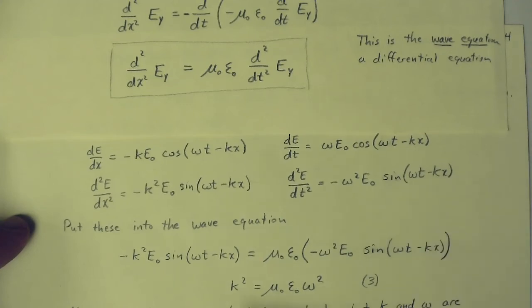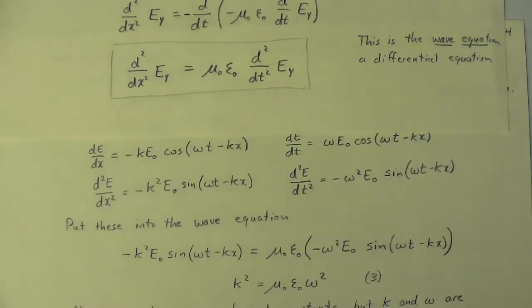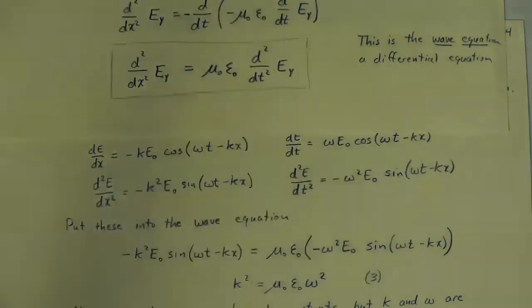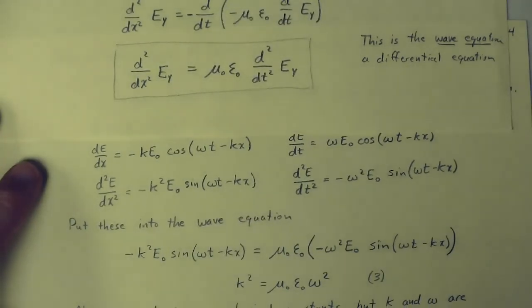There you have it. K squared is equal to mu 0 epsilon naught omega squared. Now, mu 0 and epsilon naught are universal constants. Those are physical constants. You know the value of those. But K and omega are the parameters of our wave. Those are the things that we were just putting in there as any old value. Let's see what the limits are.